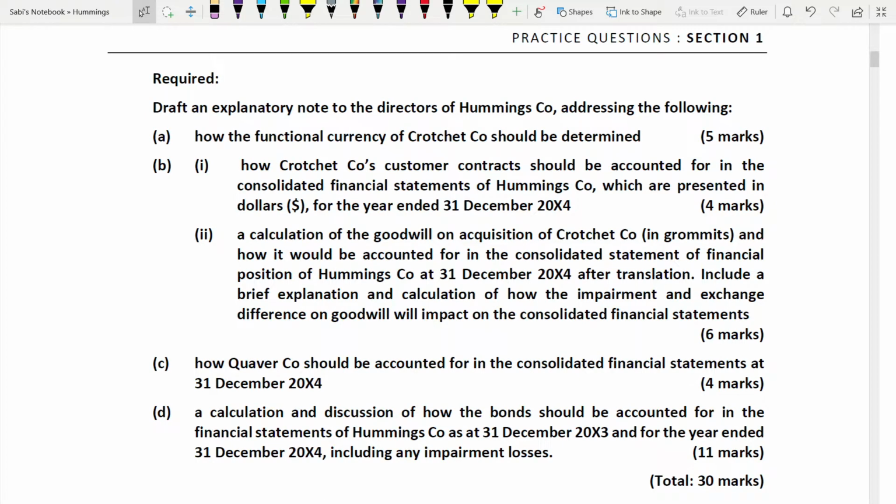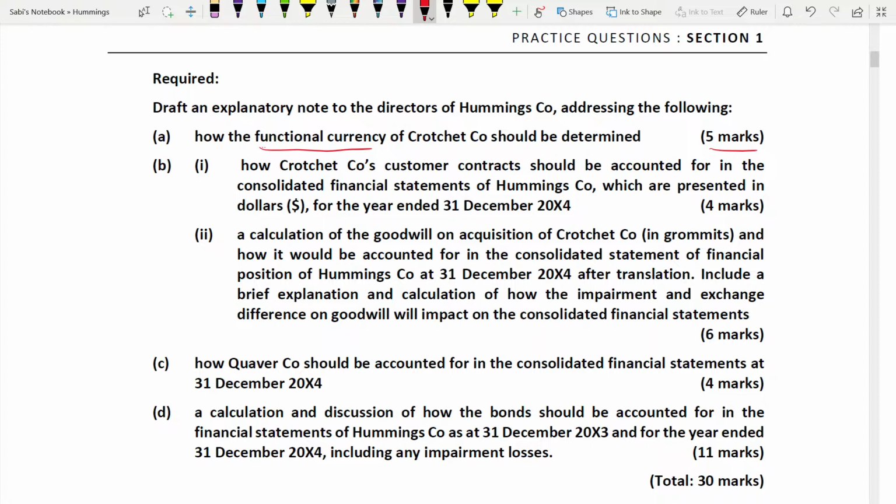So the first requirement is you have to draft an explanatory note to the directors of Humming addressing the following. Part A, how the functional currency of Crochet should be determined, for 5 marks. So this is about functional currency. Remember, the question says how it will be determined. You don't have to do any calculation here. It's explanation.